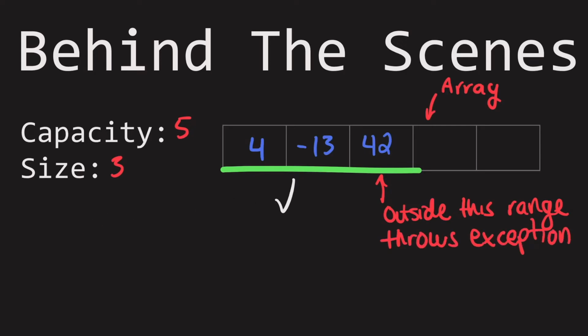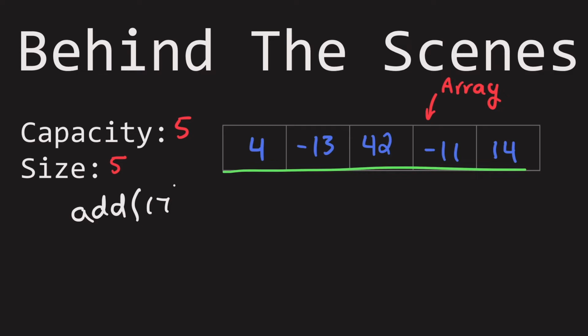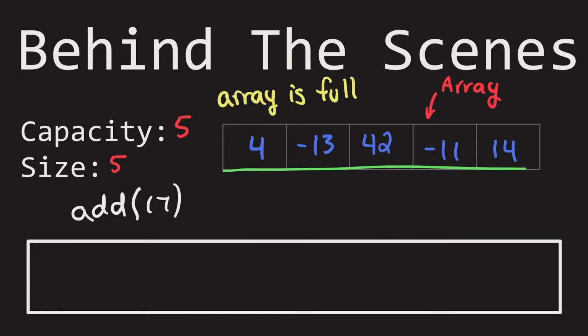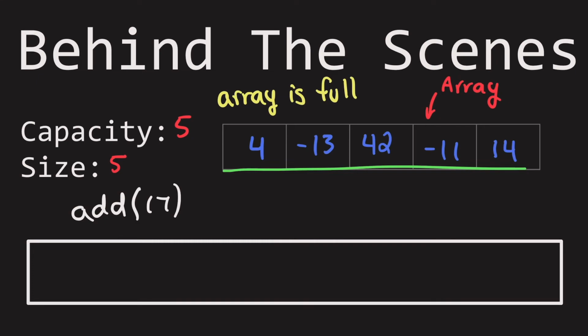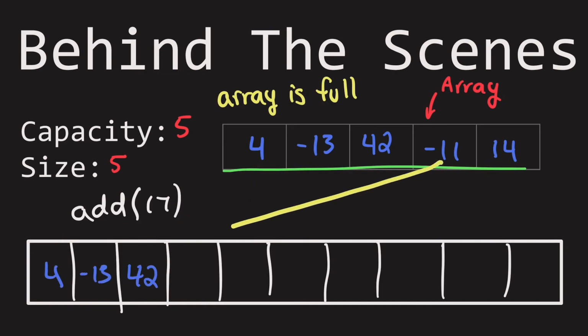We continue to add -11 and 14. Notice how the array is full and the size of the list is the same as the capacity of our array. Now, if we try to call the method add(17), notice what happens since our array is full. Our array list doesn't just magically add an element to the end, but instead it creates a totally new array that is larger than the previous one, and one by one copies down all of the information of the old array, and then finally it adds 17.